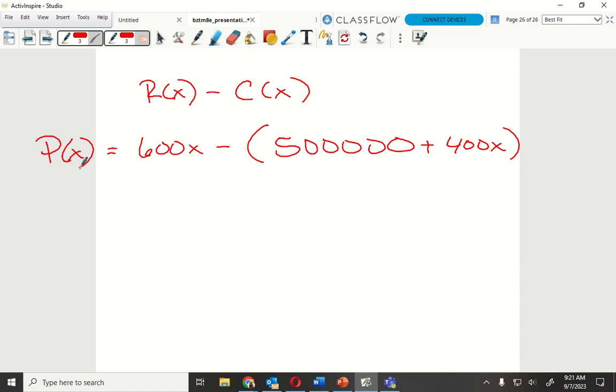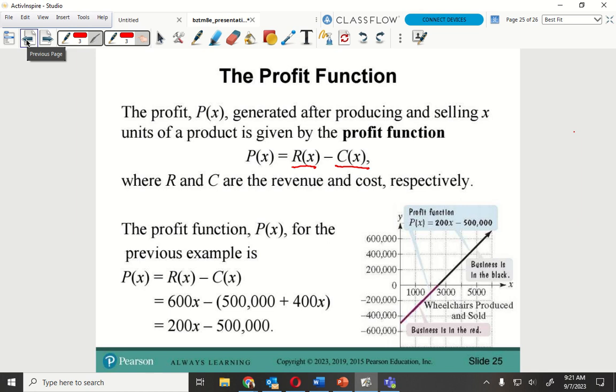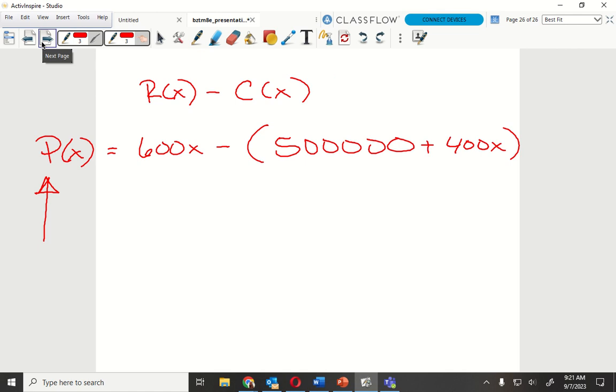Not an R or P. Which one? Where do you see a P at the beginning? What is this function called? You have profit. Oh, my bad. That's where I get my P of X. Got it. I didn't know what P stands for.